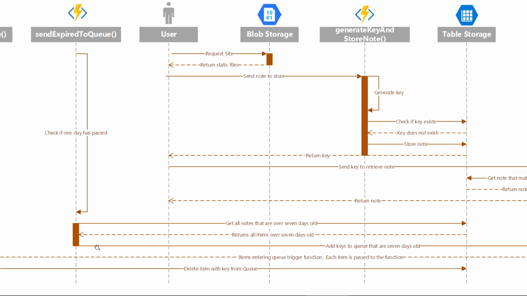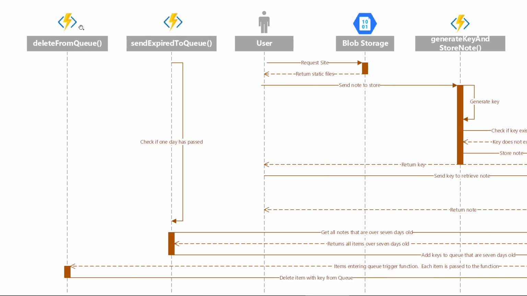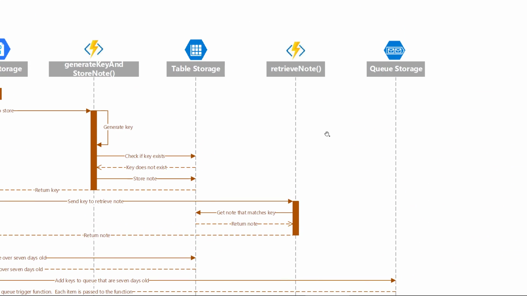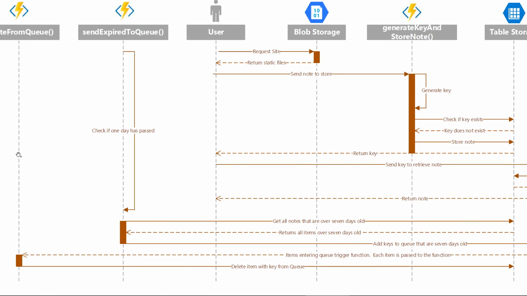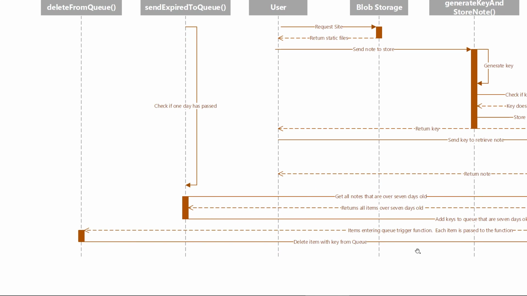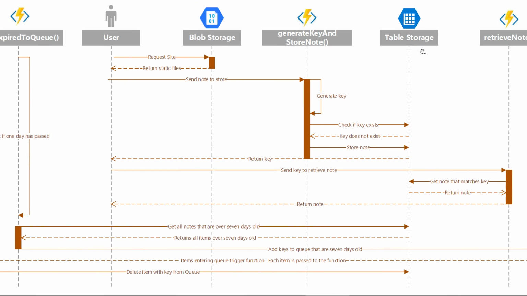And then what the function will do is send all of those keys that are over 7 days old to the queue storage. And so there's also this function over here, delete from queue. That is triggered whenever anything is added to the queue storage. And so if there's anything added, what it'll do is delete that item from the table storage. So the queue item triggers the delete from the table storage.